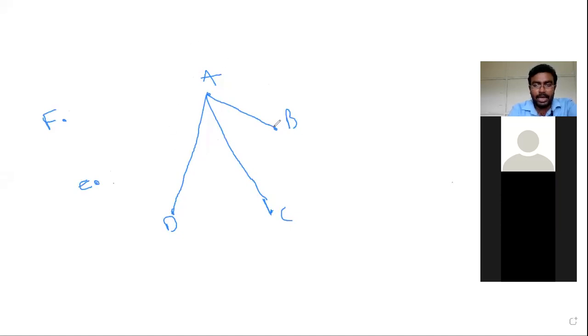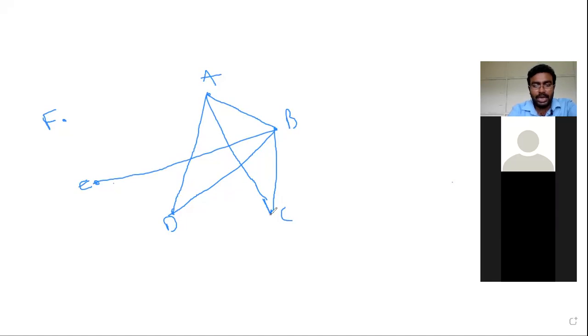Now go for B. Can I join B and C? Yes, sir. Then B and D. Yes, sir. So B and D are joined. Then B and E. Yes, sir. Then B and F. No, sir. B is also over, students.